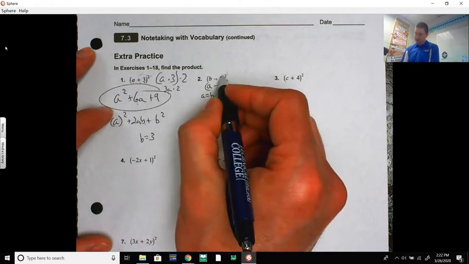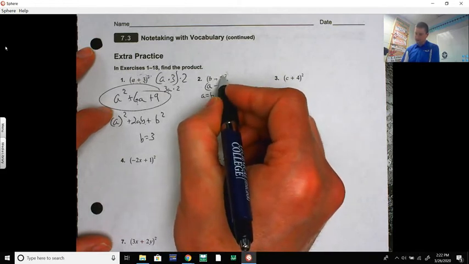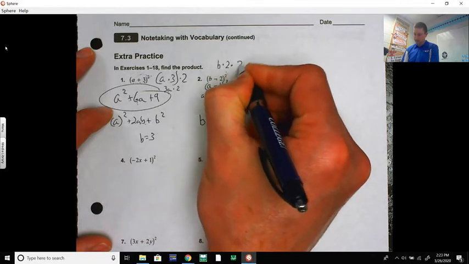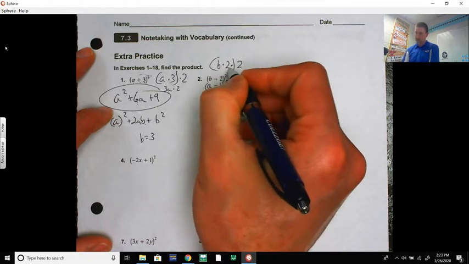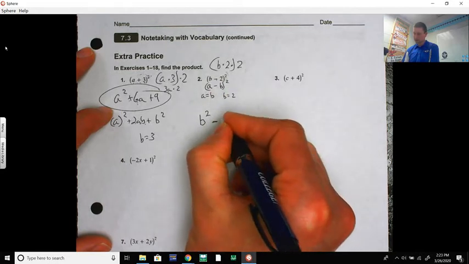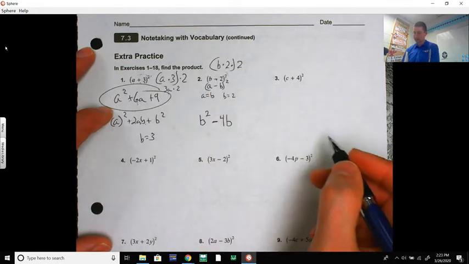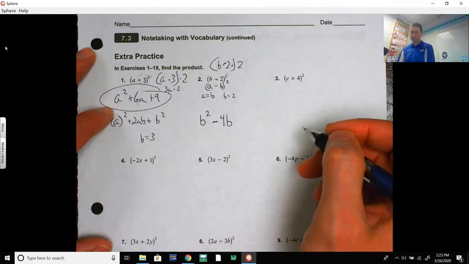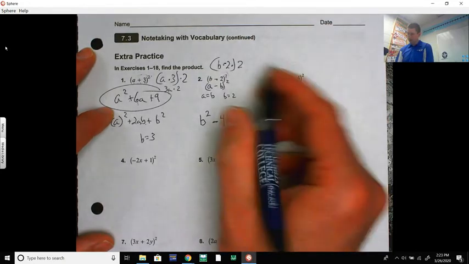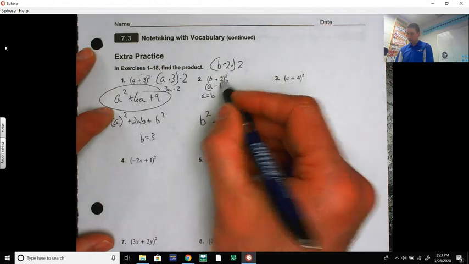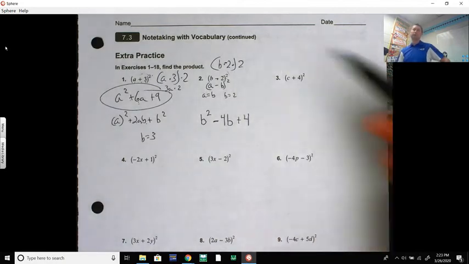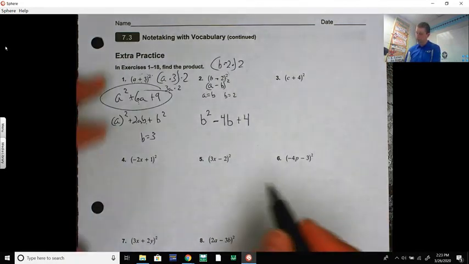b times 2 is 2b. So we take b times 2, and then we have to double it. So b times 2 is 2b, times 2 is going to be 4. Now this is a minus 4b because you have a minus sign there. You can think of it as b times a negative 2. And then you square the last one. 2 squared is 4, and that's going to be a plus, because it's a negative 2 times negative 2. So b squared minus 4b plus 4.